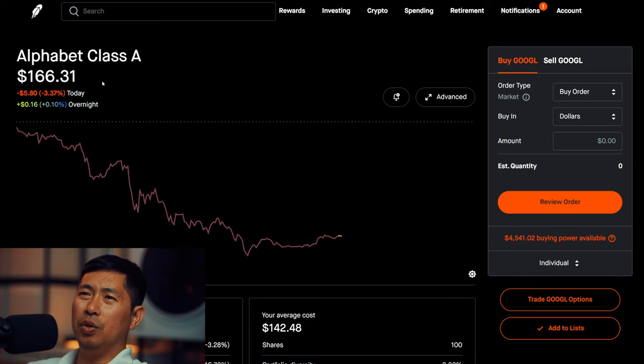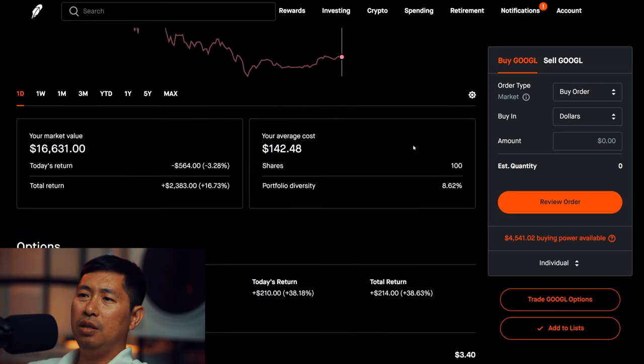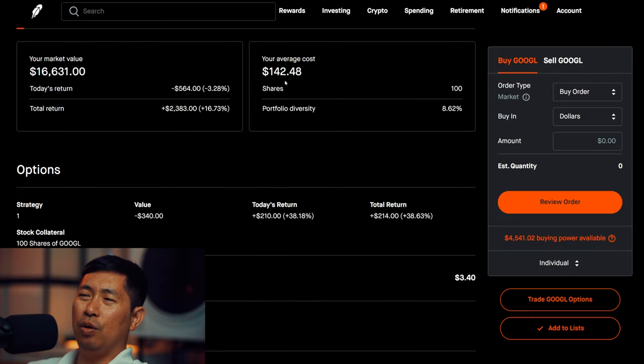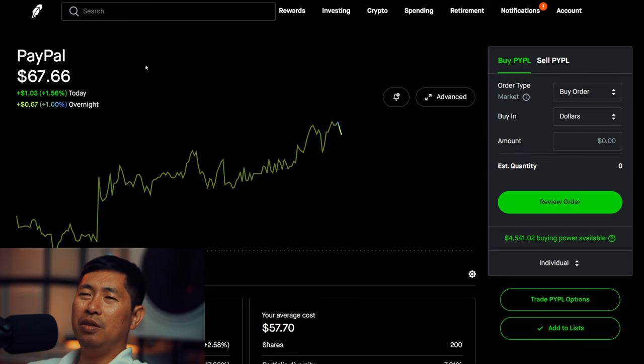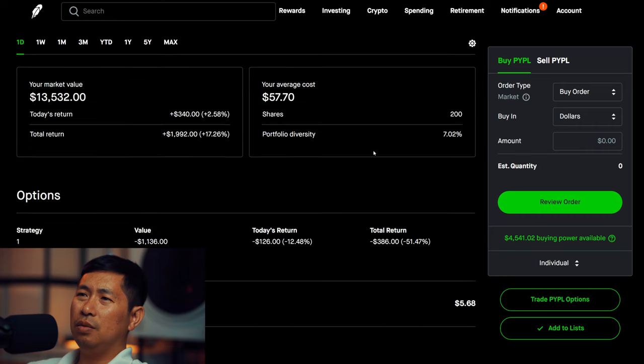I have 100 shares of Google. Google is at $166.31. My average cost, $142.48. Total return, $2,383. I have 200 shares of PayPal. PayPal is at $67.66. My average cost, $57.70. Total return, $1,992.